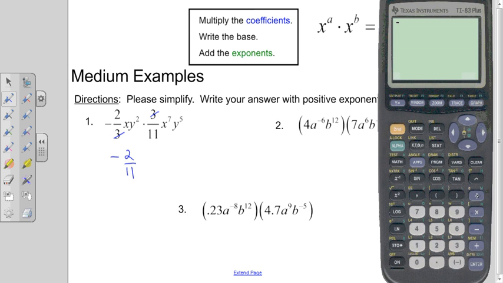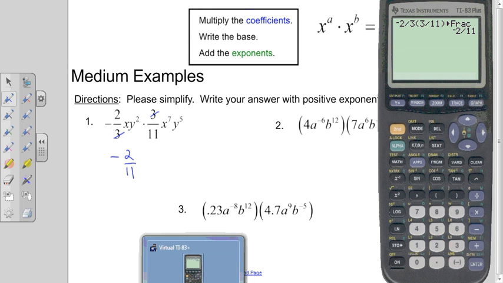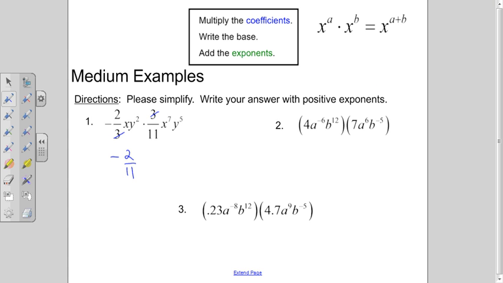If you're uncertain about that, just model this over here on your calculator. Sorry about that, I just had a little technical snafu there with my mouse. So we have negative 2/3 times 3/11, and you hit math, enter, enter to make sure it's a fraction. So I'm just trying to show you that that is in fact a backup if you're weak with dealing with fractions by hand.